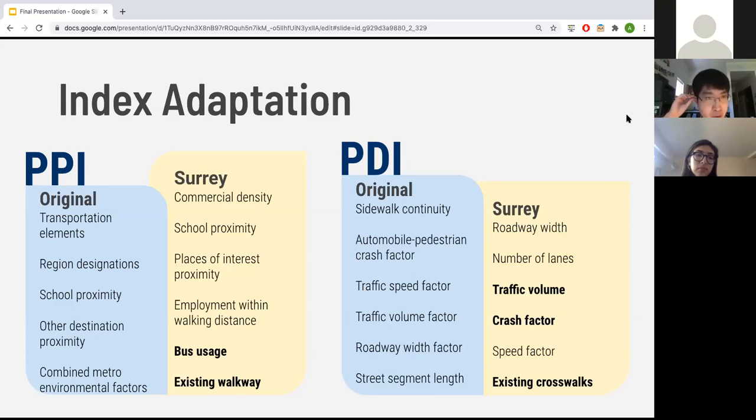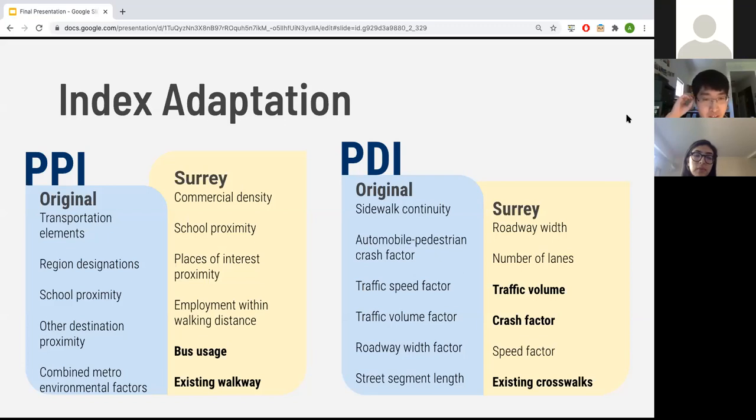So in our case, we try to approximate these original factors as close as possible. For example, we also have school proximity and also the distance to other places of interest like library, recreational center, or other places. And we also take into account employment within walking distance. For example, an intersection that is close to an employment location that has more than 20 employees will be more important than, say, an intersection that is in the middle of nowhere.